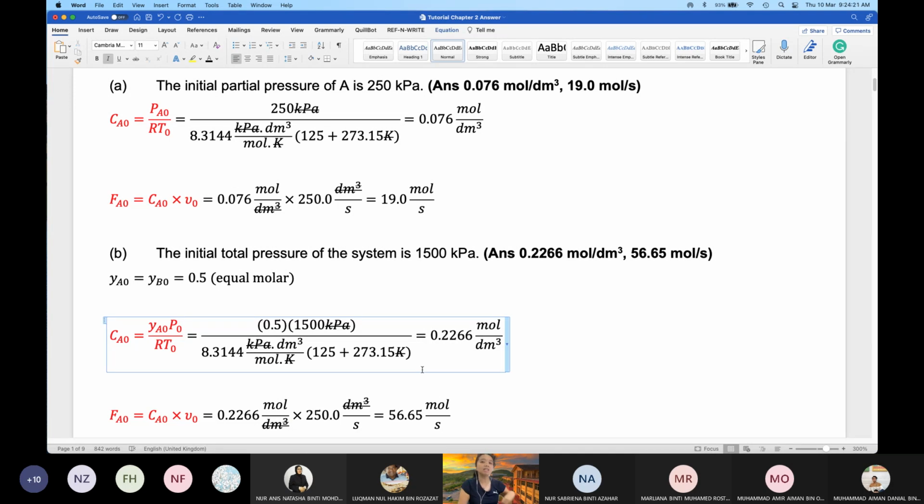Let's say you are confused: is FA0 equal to CA0 multiplied by V0, or CA0 divided by V0? Let's say you are confused. You just do the unit cancellation. If your final unit is not consistent with what you want to find, then you have to recheck, because that indicates that you are doing the wrong calculation.